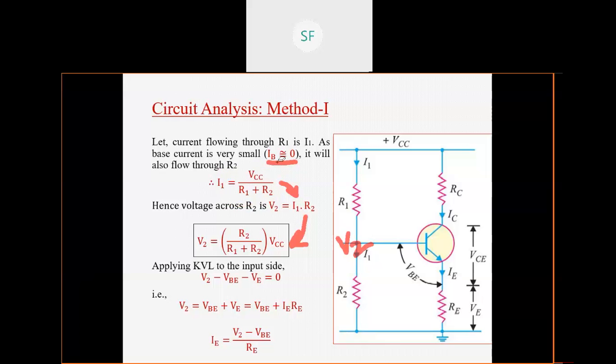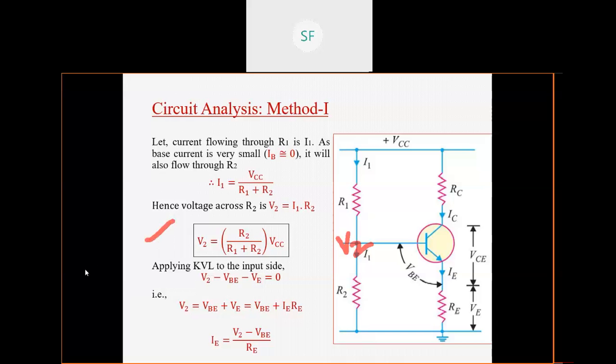We have first approximated base current equal to 0, right? Then if base current is 0, that means no current is flowing through this particular branch. So that means total I1 is flowing through R2. So voltage V2 is nothing but I1 into R2. So we have formalized this particular expression. This is an important formula. It will be better if you also note it down in your textbook or in your notes.